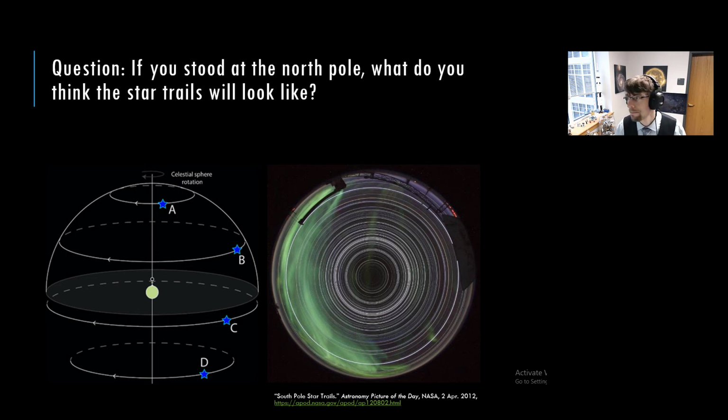Okay. So we are now at the geographic North Pole. All of the stars are circumpolar and they're forming concentric circles centered on zenith. Okay. Well, what happens if we walk south? As we walk south, what do you think the star trails are going to look like?